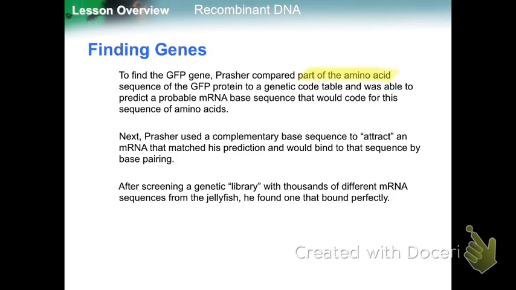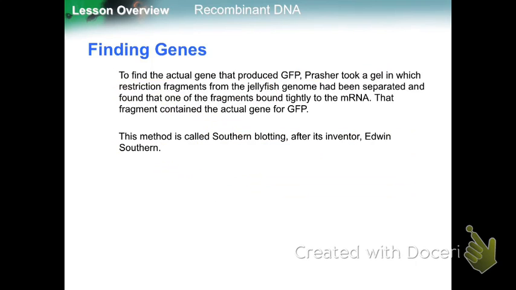To find it, he compared part of the amino acid sequence of GFP to a genetic code table and was able to predict a probable mRNA-based sequence. So he used that translator that you guys learned about last chapter and came up with the probable mRNA-based sequence that would code for this sequence of amino acids. He used a complementary-based sequence to attract an mRNA and would bind to that sequence by base pairing. Then he screened the genetic library of thousands of different mRNA sequences. He found one that bound perfectly, which was the mRNA transcript of GFP.